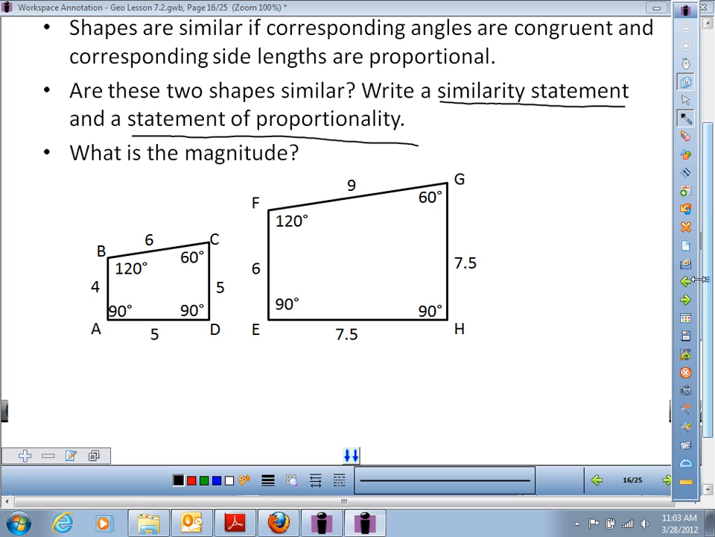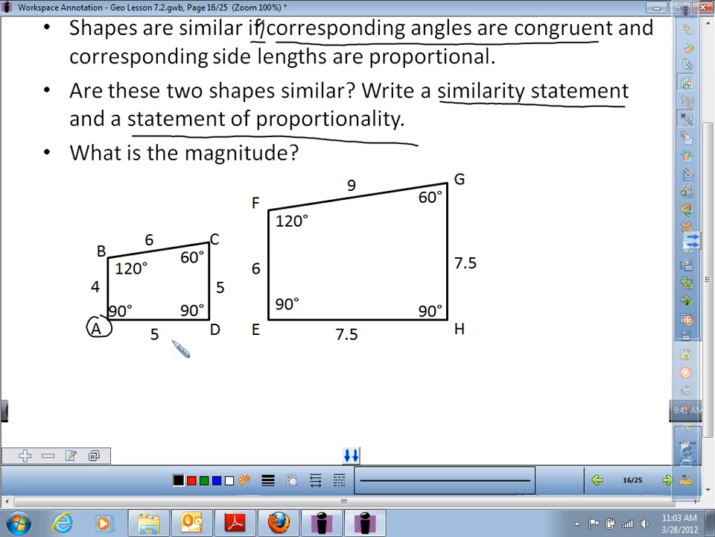Now the first thing it says, remember that first part, is corresponding angles are congruent. So we need to check this first part here. That was the number one that we wrote on the other side. So let's go to A. Now here's what corresponding means. Corresponding means in the same position. So if we look at angle A here, what angle over here on this bigger guy is in the same position? Well, that would be E. Those two guys are corresponding angles, meaning they lie in the same position. Are they congruent? 90-90, you betcha.